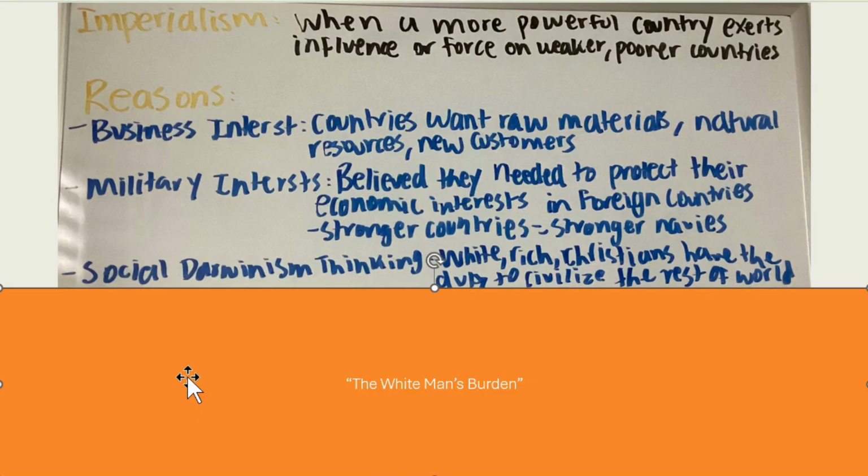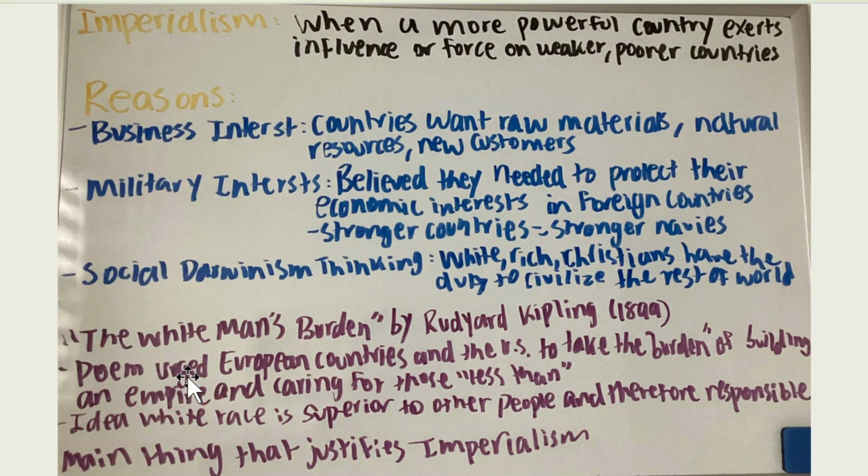Which leads us to our next topic, the White Man's Burden. This was a poem by Rudyard Kipling in 1899. The poem urged European countries and the U.S. to take the burden of building an entire empire and caring for those less than. The idea that the white race is superior to others and therefore responsible was the main thing that justified imperialism.